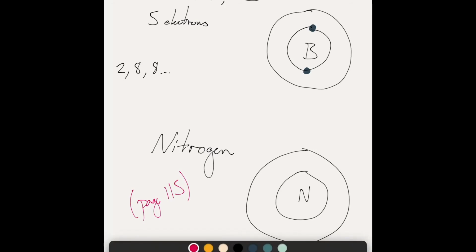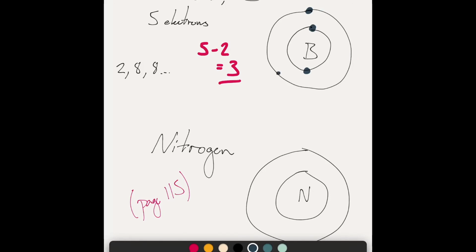Well, if we want, we could do the calculation for this. We just do 5 minus 2, and that would equal 3. So we must have 3 electrons left over on the next shell. It doesn't matter too much where you've drawn them on the circle.